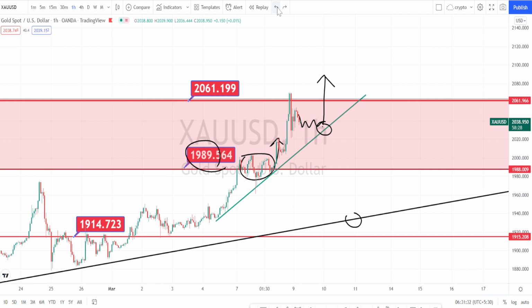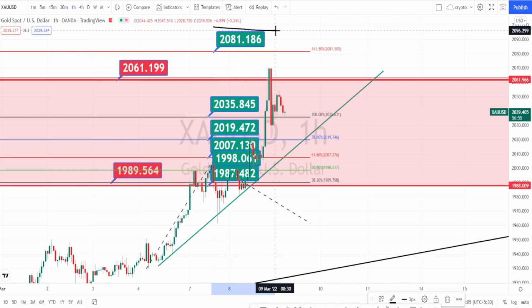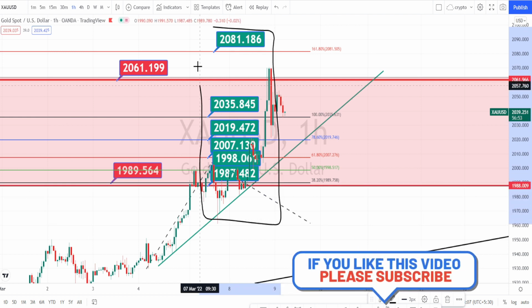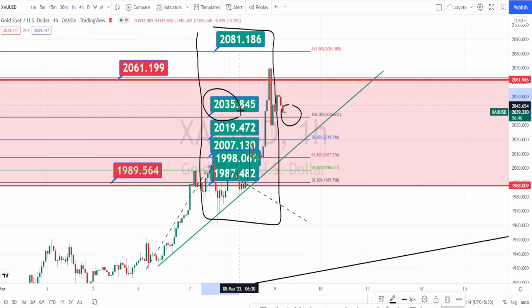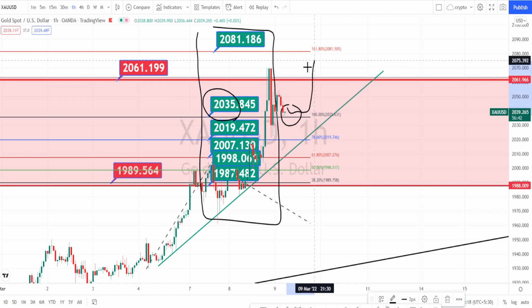Let us mark the support and resistance levels for hourly time frame. So the values in green color boxes are the support and resistance levels for hourly time frame. Currently the price action is taking support at the support level of 2035 and it is only consolidating. We can expect a bullish trend to continue from this point.